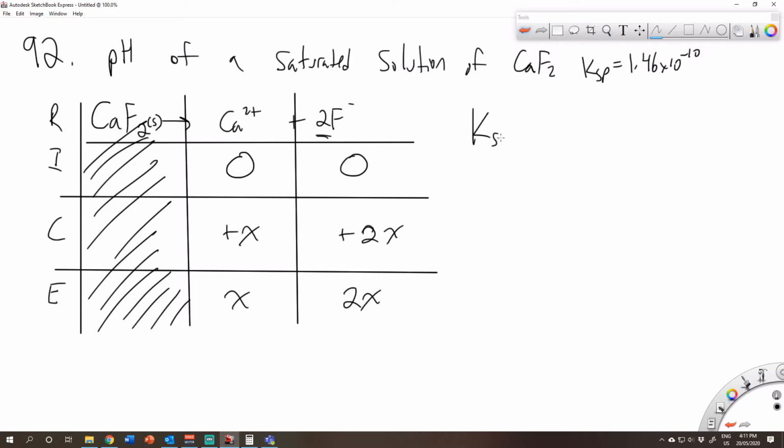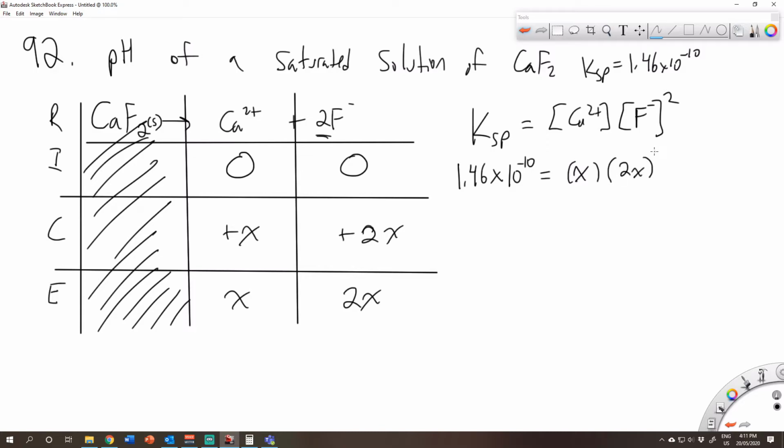Now, if you remember from solubility equilibrium, Ksp is just going to be the concentration of calcium times the concentration of the fluorine. Because we've got 2 of them, we've got to square that. We'll just put in our value for Ksp as 1.46 times 10 to the negative 10. Calcium, the concentration of calcium we don't know, but we gave it a variable x, and then the concentration of the fluoride is 2x, but we've got 2 of them, so we'll go squared.